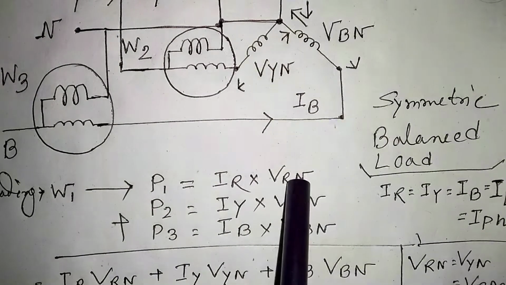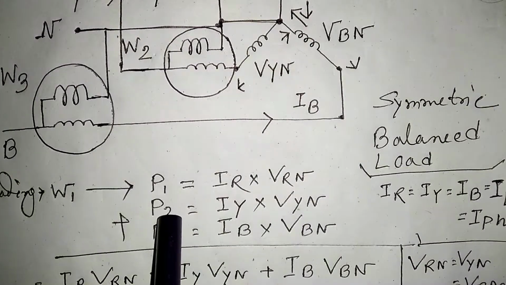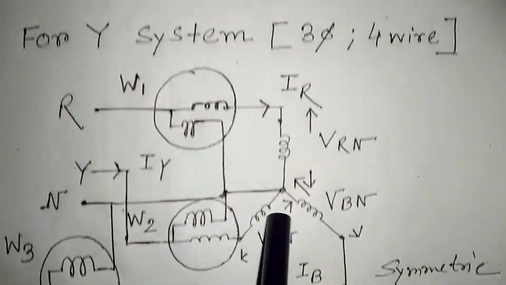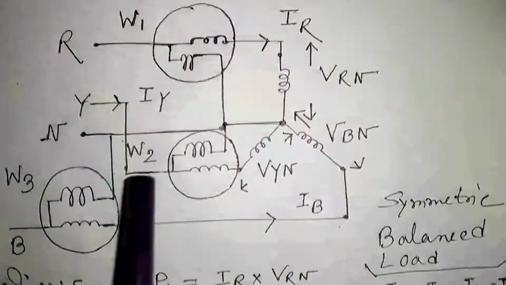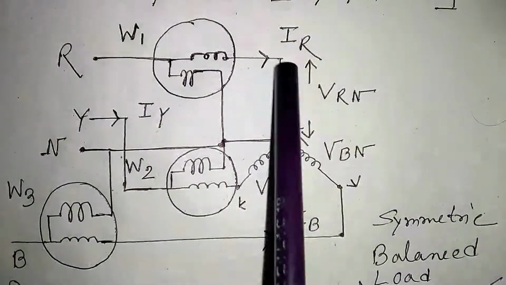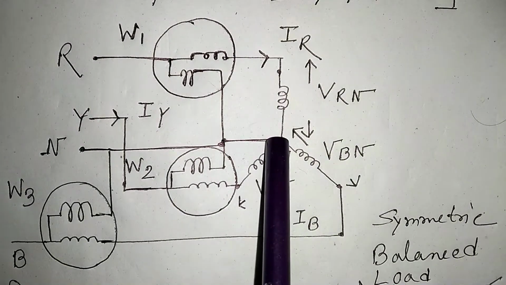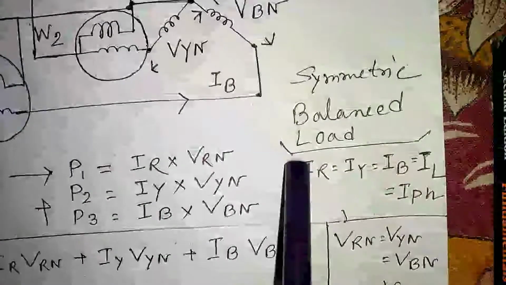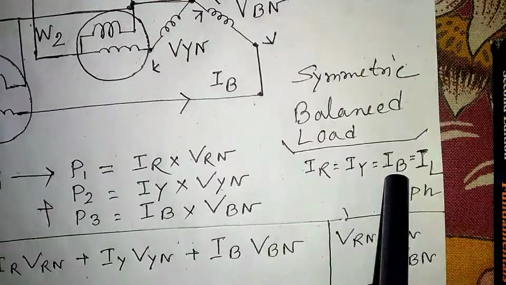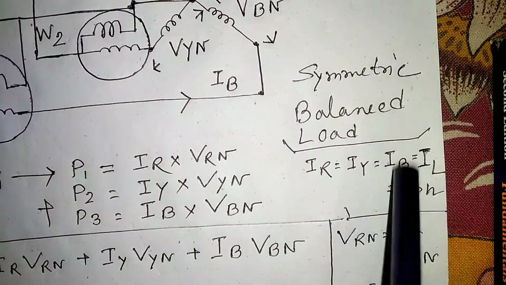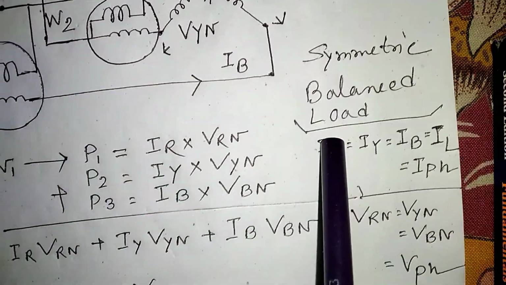P1 is IR VRN, similarly P2 is IY VYN, and P3 is IB VBN. These IR, IY and IB are the line currents, and for a star connected system the line current and phase current are the same. So IR equals IY equals IB equals IL equals IPH, the phase current, for a symmetrical balanced load.